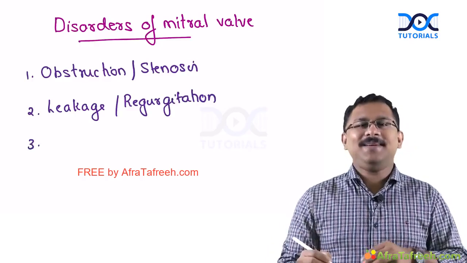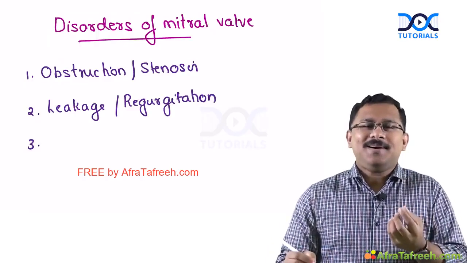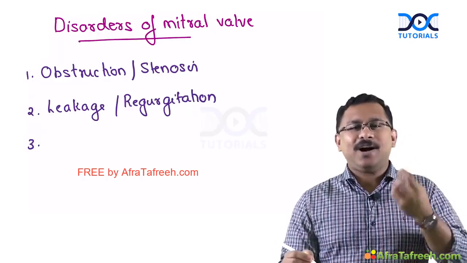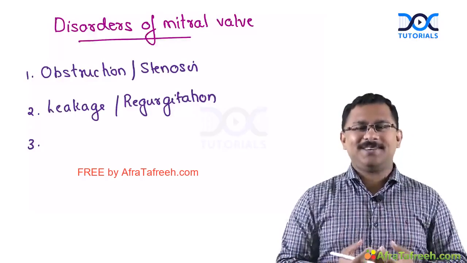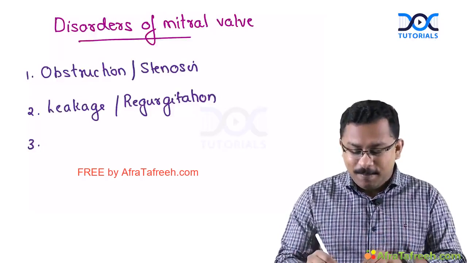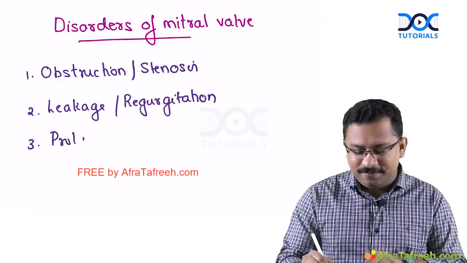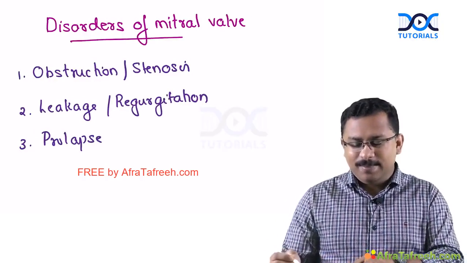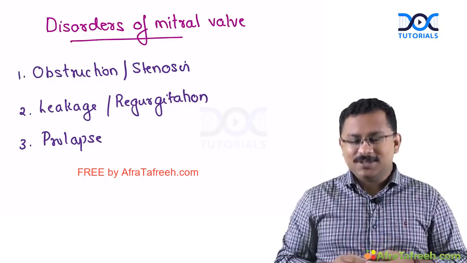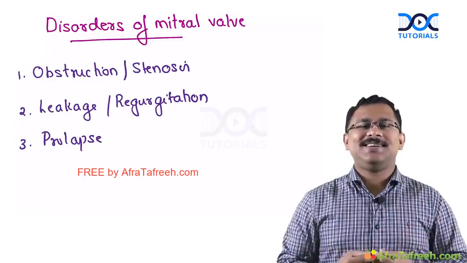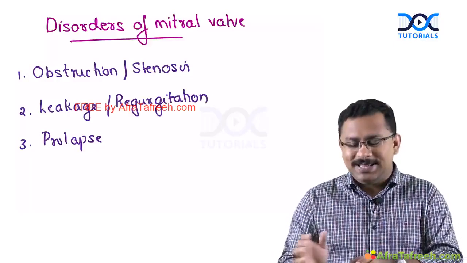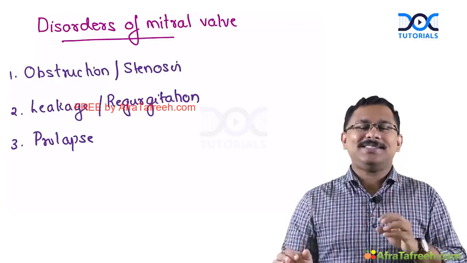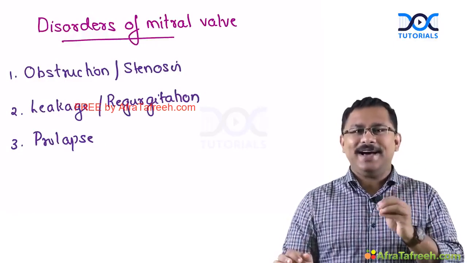And number three, there can be a bulging backward of the valves during the valve closure, or you can say there can be a prolapse of the valve. So obstruction or stenosis, a regurgitation, and a bulging backward, that is prolapse. These are the main disorders that can affect the mitral valve.